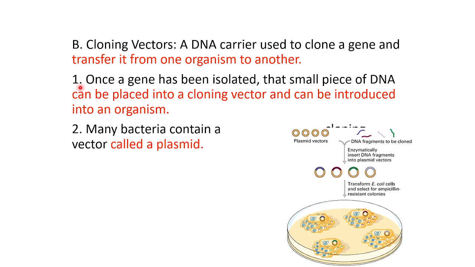Speaking about cloning vectors, cloning vectors are DNA carriers used to clone a gene and transfer it from one organism to another. Once a gene has been isolated, the small piece of DNA can be placed into a cloning vector or introduced into an organism. Many bacteria contain a vector known as a plasmid. So you see there are plasmid vectors, and these are the DNA fragments to be cloned. First we amplify these products by polymerase chain reaction, and then we enzymatically insert the DNA into the plasmid vector.